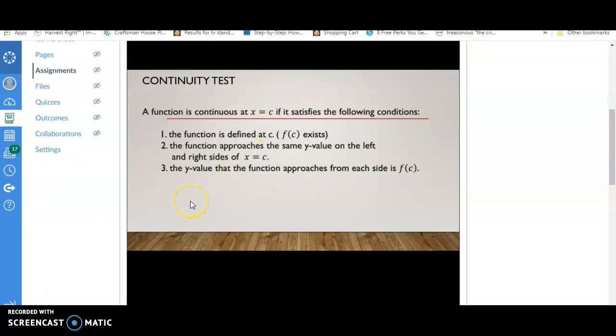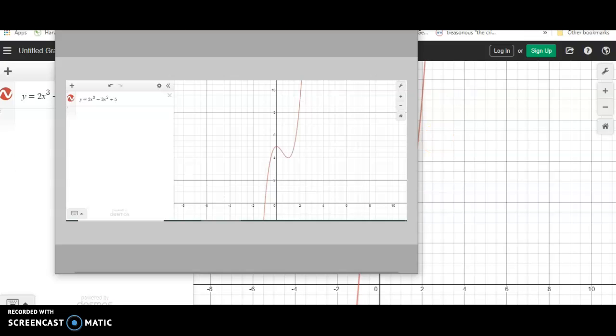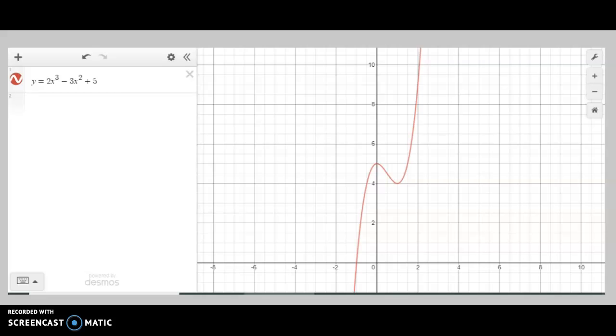You've got to decide if it's true, if all three are true. And the y value that the function approaches from each side is the f of c, the same thing. Okay? So let's look at this one right here. I actually put it on a snap so that I could draw on it.